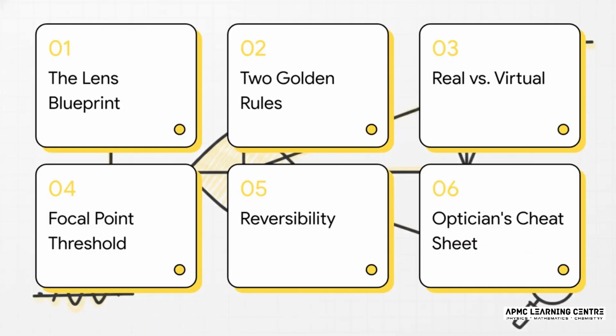So here's our game plan. We'll start with the basic parts of our lens blueprint. Then we'll get into the 2 golden rules that dictate everything. After that, we'll explore the different kinds of images a lens can make, the secret behind magnification, and a really cool idea called the principle of reversibility. And to wrap it all up, we'll finish with a handy cheat sheet that puts it all together.